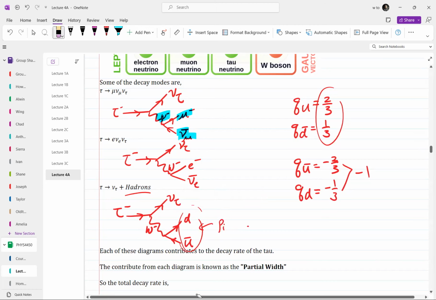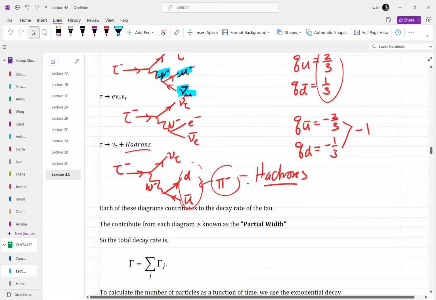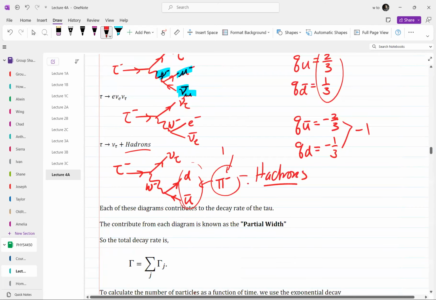Oops. It's actually a pi minus. And these pi minus are known as hadrons. Not only does it decay into that, it can also decay into other types of hadron, depending on how much energy is available to it. But this is one example.